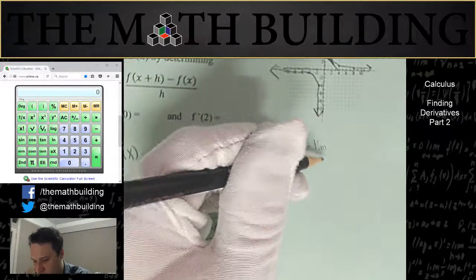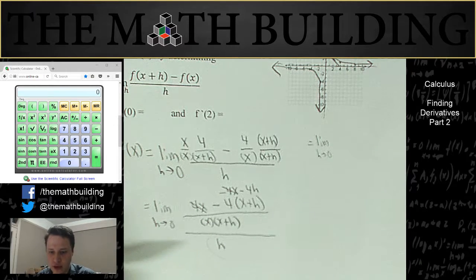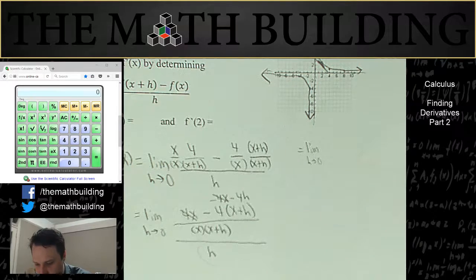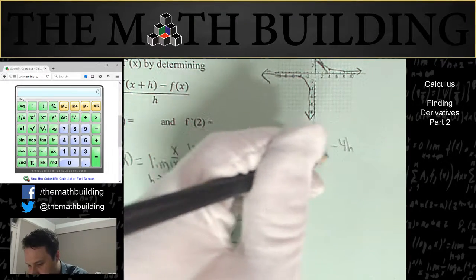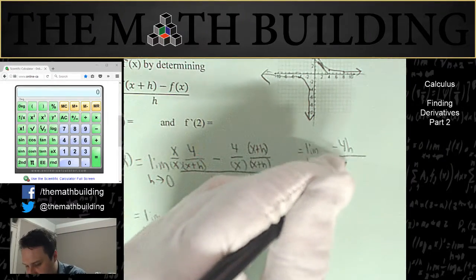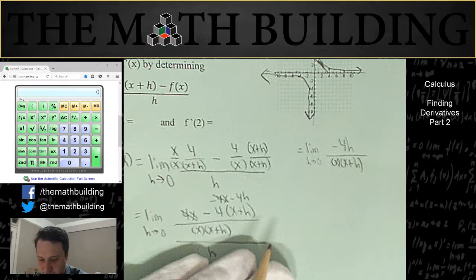the limit as h goes to 0. Now remember my trick on this. This over h is the same as multiplying by 1 over h. So on the top, I have this negative 4h. And on the bottom, I still have x times x plus h. So that's just this top fraction. We have negative 4h over x times x plus h.